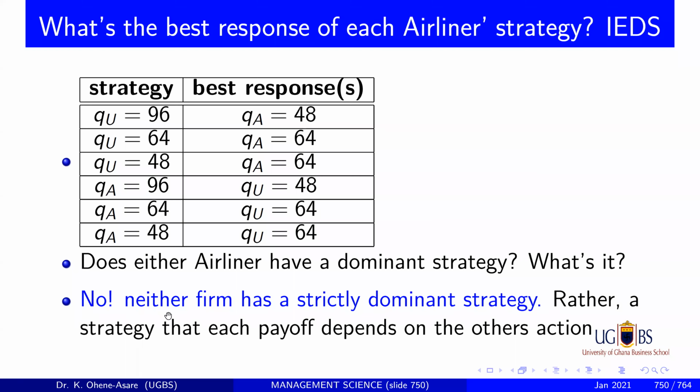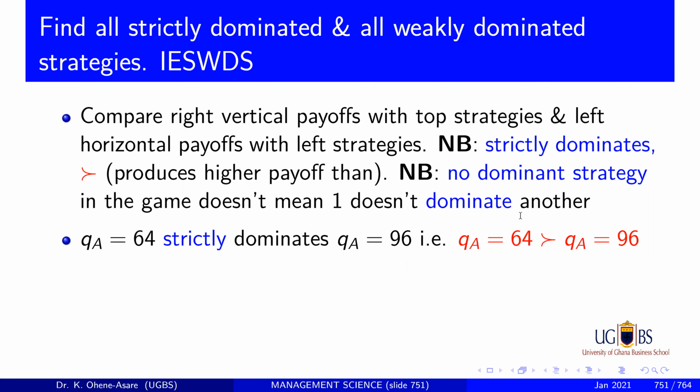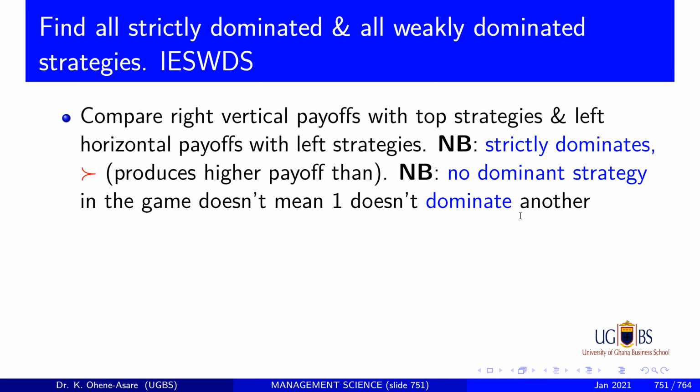So the point is simple. Neither firm has a strictly dominant strategy. Now, once you don't get a dominant strategy, it means you can't use the dominant strategy equilibrium to find the answer. So what do you do? You use the iterative elimination of strictly dominated strategies. For you to do that, you need to identify those strategies that are strictly dominated.